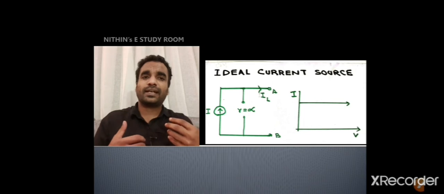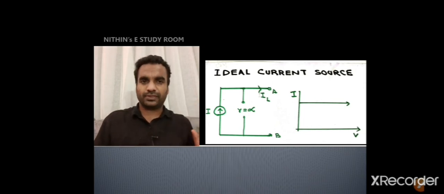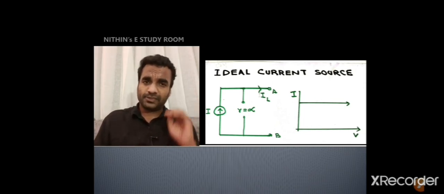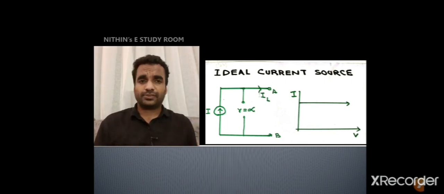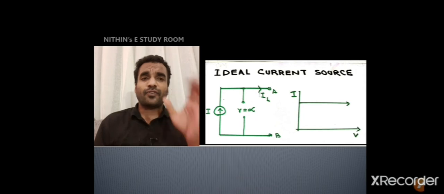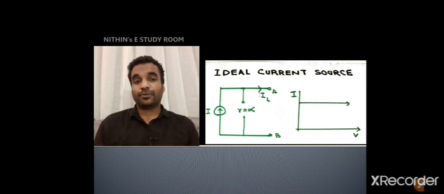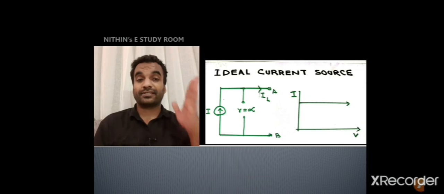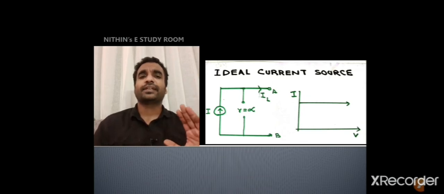How can we bring a source to paper? That is the question. If you want to bring a current source to paper, or you have to model a current source, then you have to use an internal resistance in parallel with the source. But in case of ideal current source, there will not be such a parallel path because its internal resistance will be infinite. Infinite resistance means it is open circuit.